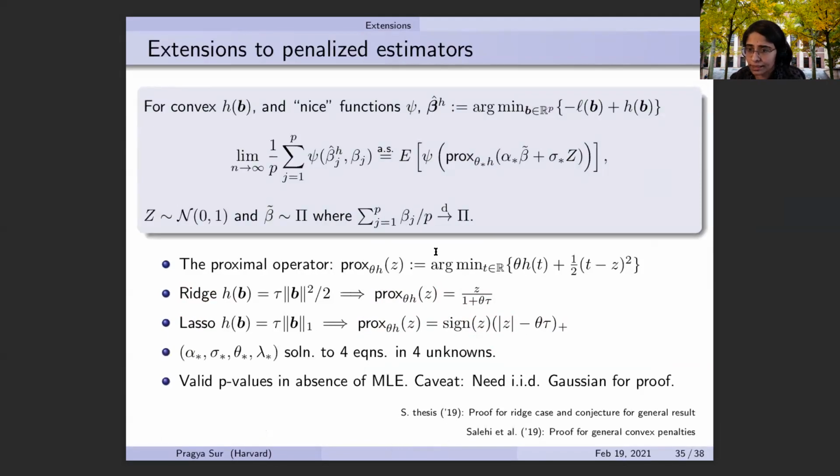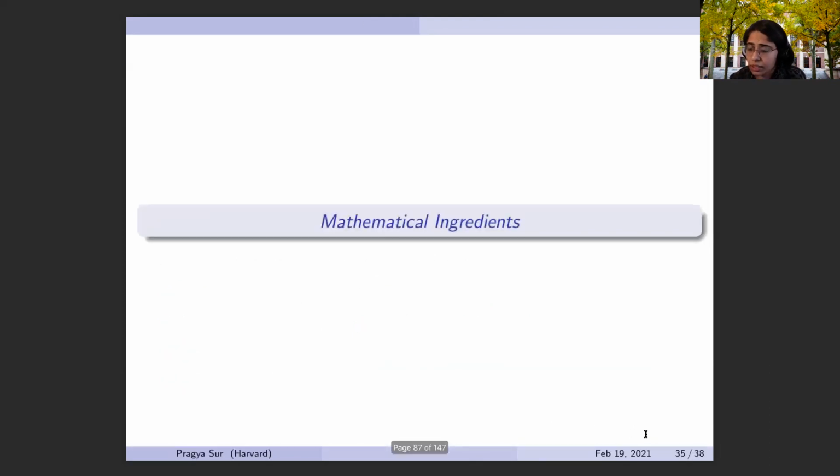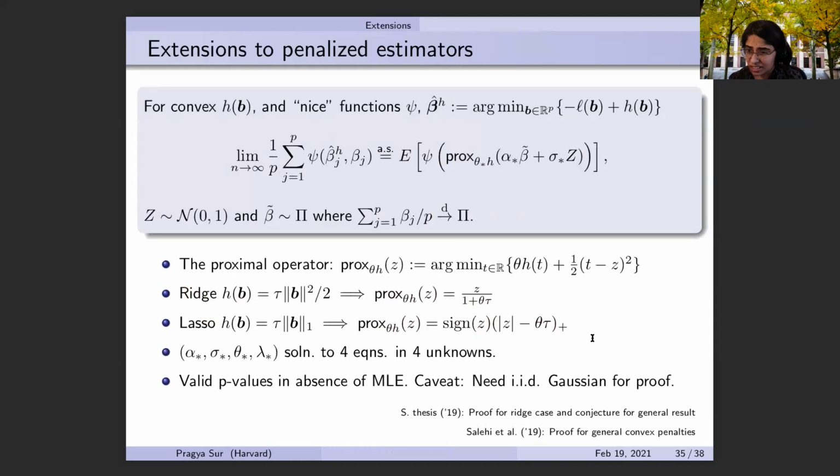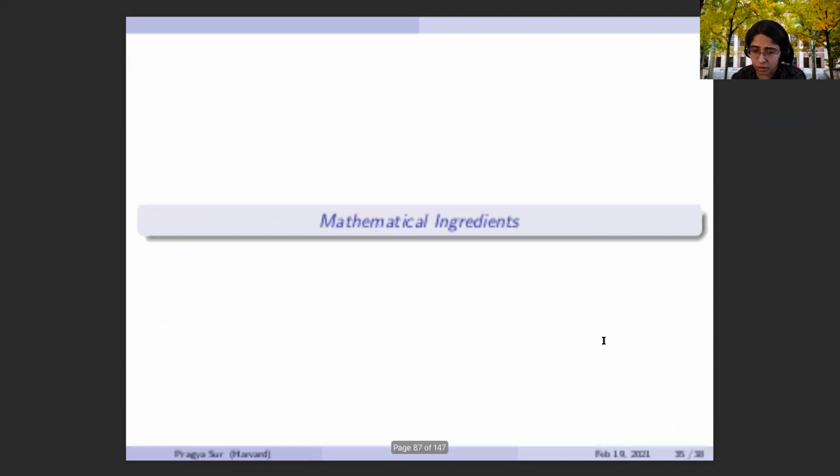The comment on this slide is that these can be generalized to penalized estimators. That was done for the ridge regression case in my thesis, and there was a conjecture for a general result there, which in a subsequent very nice paper by Salehi et al. from Caltech, they were able to prove some of the results for general convex penalties, but you need IID Gaussian design here, so the general case is not known yet.